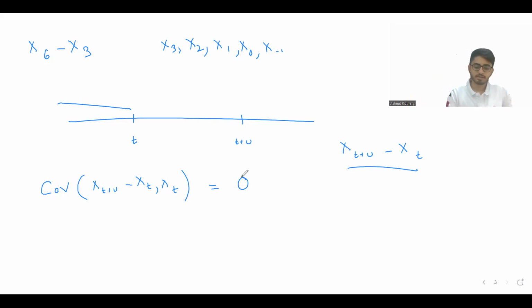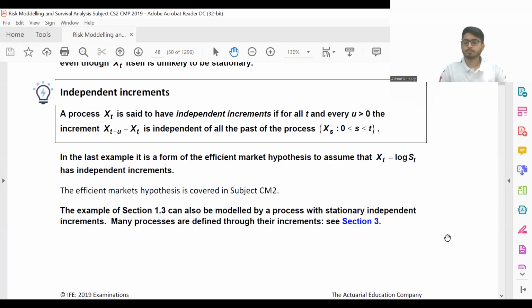So you can just take them down. x6 minus x3 is independent of x3, x2, and so on. xt plus u minus xt is independent of xs. s can take any value between 0 to t. So even if it takes t.